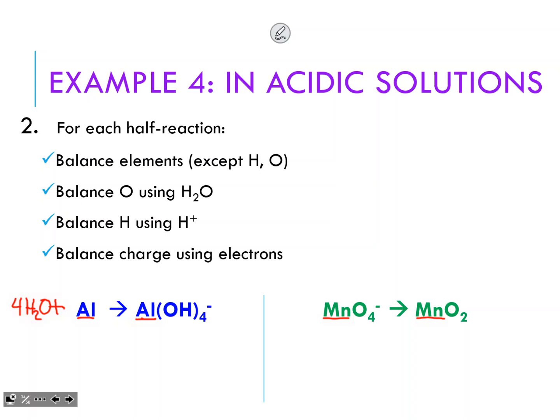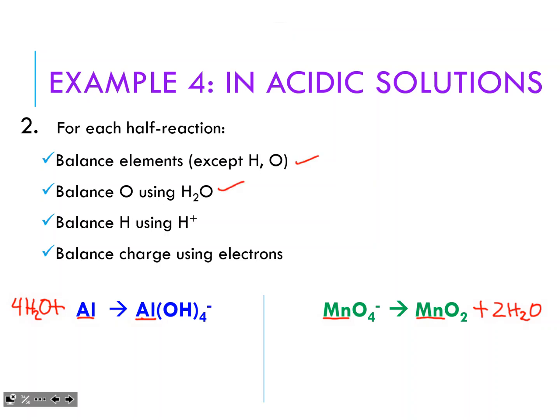For our permanganate going to MnO2, we need to add 2 waters over here to balance out the O's, because now it's a total of 4 on both sides. Okay, check, we did that one. So we did those 2.